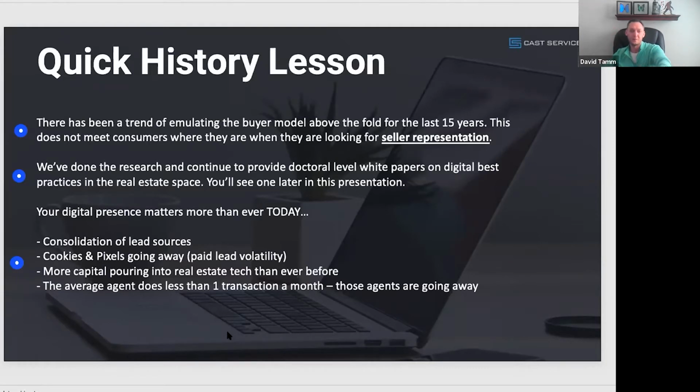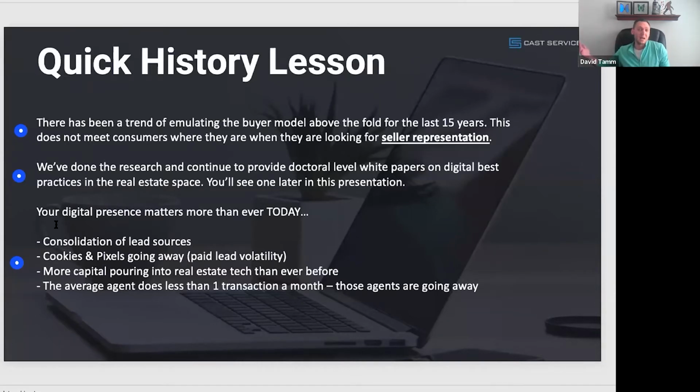And so this stuff you probably don't know of. But these last 4 bullets right here, guys, there's a consolidation happening with all of the lead sources. We're already starting to see volatility and fluctuations in cost per lead nationwide. Okay, pixels and cookies, they're going away. They're not going to be allowed anymore. Okay, and so your ability to market leveraging a canned website is going to go less and less and less.